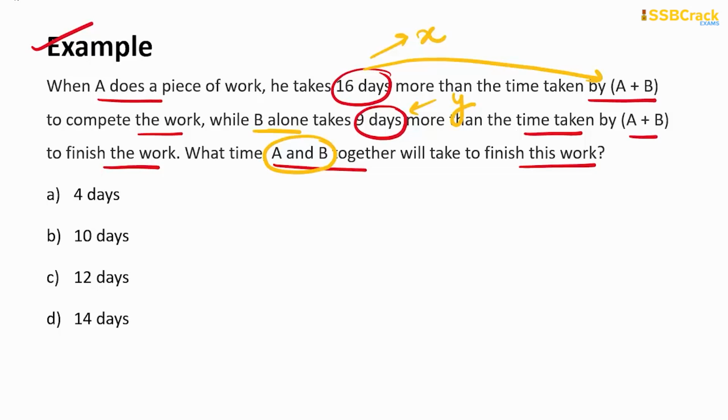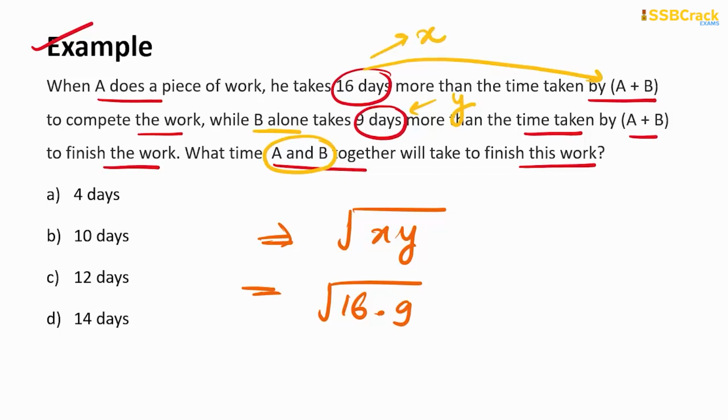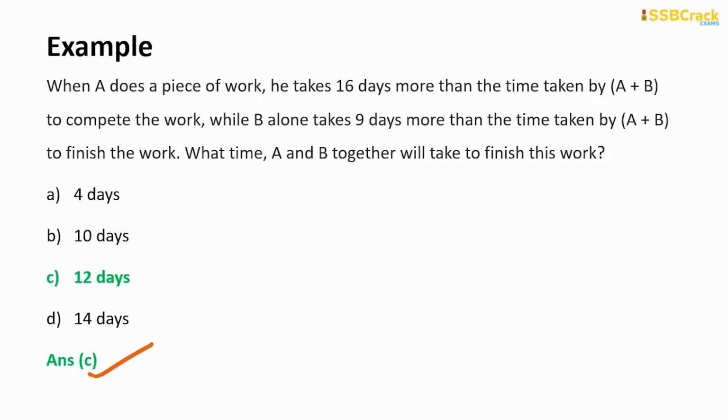Now we are required to find the time taken by A and B together to complete the same work. We know the formula, and it will be directly given by under the root of X into Y. Here X is 16 and Y is 9. We know that under the root of 16 is 4 and under the root of 9 is 3. So it will be 4 3s are 12 days, right? So the answer should be option C. Let's check. Yes, option C is correct.